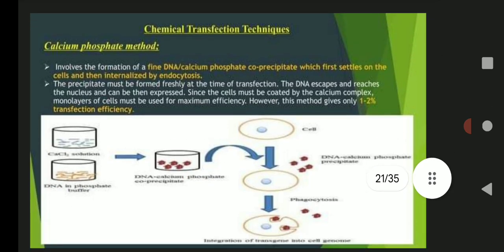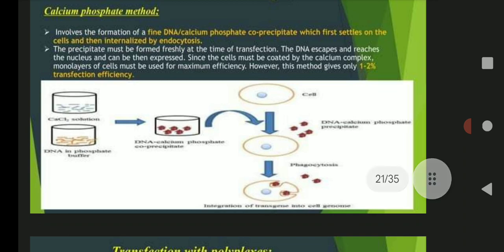Another method is by using calcium phosphate. The calcium phosphate is precipitated on the surface of the cells, which changes the permeability of the cells, thereby the DNA can gain entrance into the nucleus by the coated calcium complex. But here 1 to 2% efficiency is taking place, that is, by a phagocytotic mechanism the DNA gains entrance. So only 1 to 2% transfection efficiency is there.